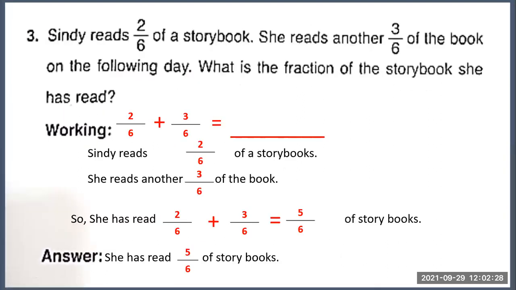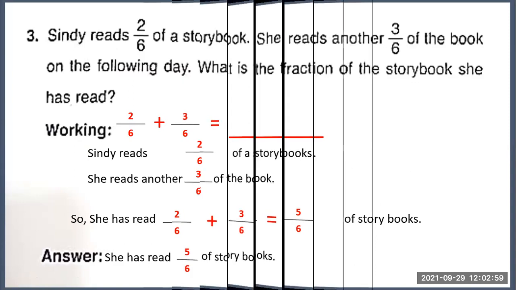Here, number 3. Cindy reads 2 over 6 of a storybook, and then she reads another 3 over 6 of the book on the following day. What is the fraction of the storybook she has read? We will just add. So 2 over 6 plus 3 over 6. What's the answer here? 2 plus 3 is 5. Just copy the denominator, which is 6. So that's it. It's very easy.